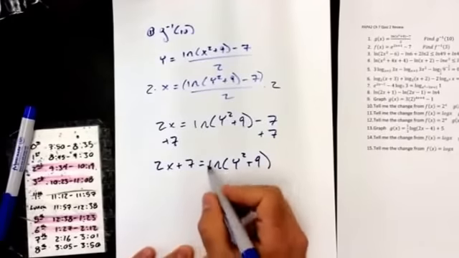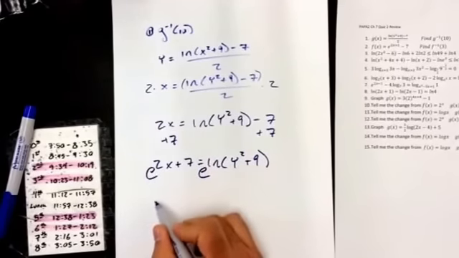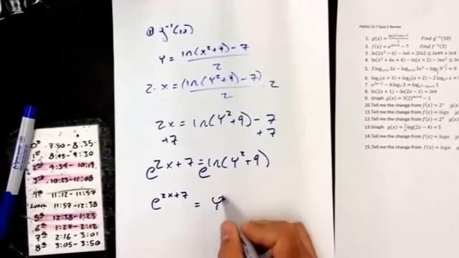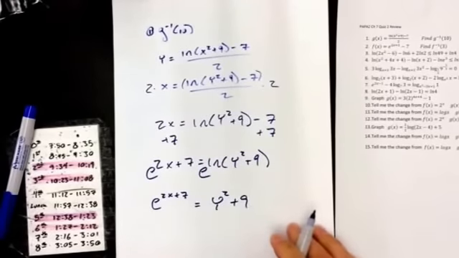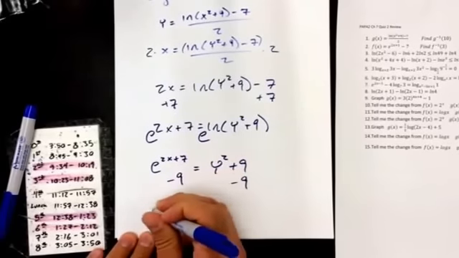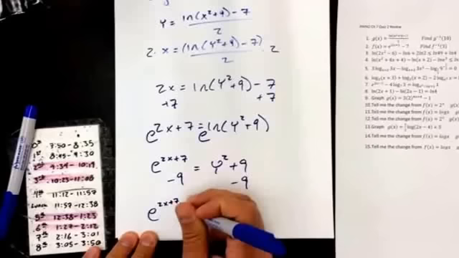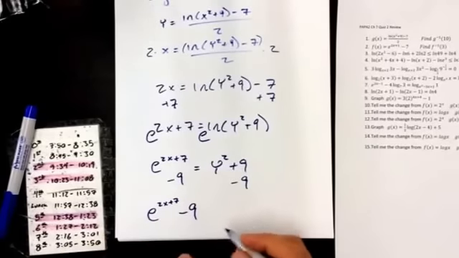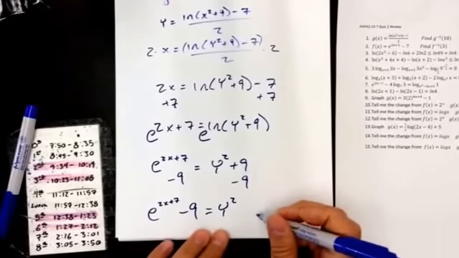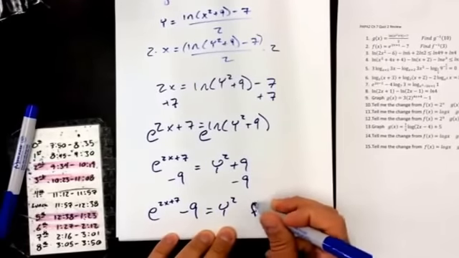Now to get rid of the natural log, I'm going to say the base of e to the power of. Now I'm going to subtract 9. This is an exponent right here, so I can't combine the 7 and the 9 there. And now I'm going to square root. So at that point I'm at my original function.